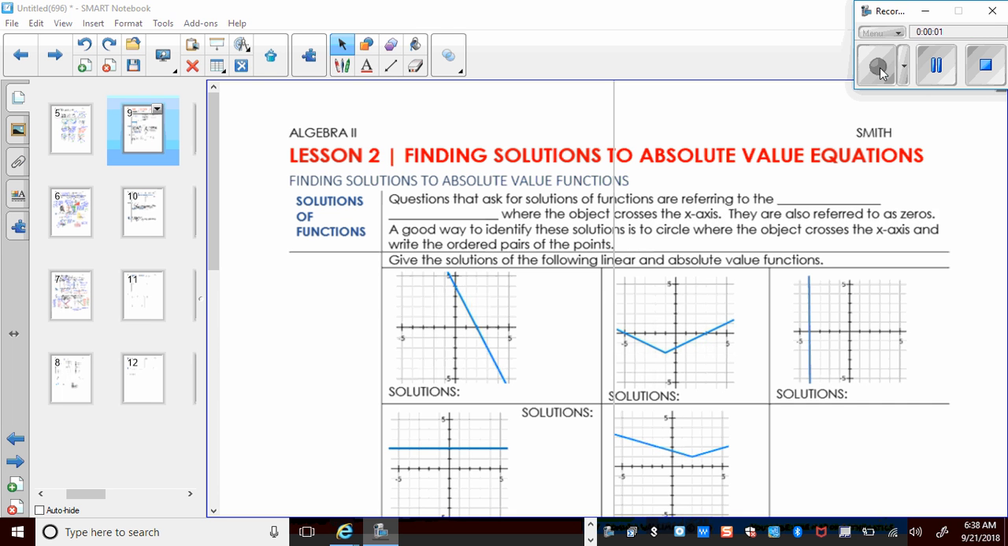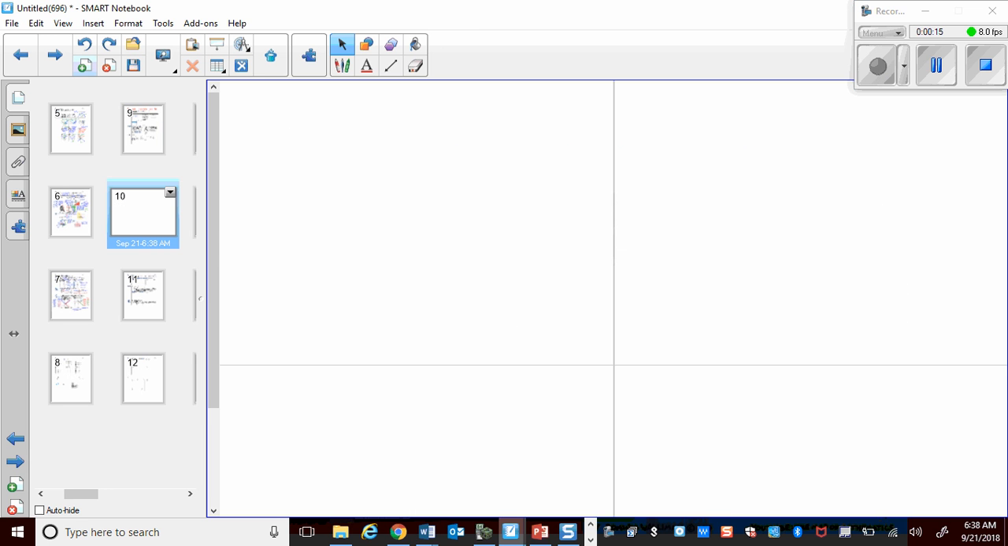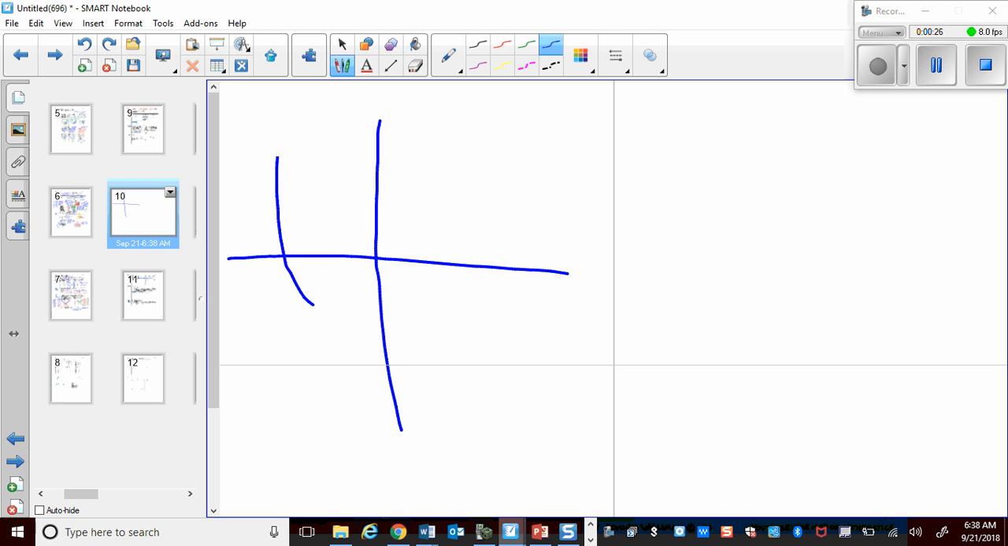This is lesson 2. It's finding solutions to absolute value equations as well as linear functions. Then it covers finding the solutions to equations in general. Basically, this is a recap. The connection here is that in Algebra 1, you factored equations, you graphed equations, and if you were given a graph with some curve, you were expected to find the x-intercepts. And what it enables you to do is find critical points on an equation.